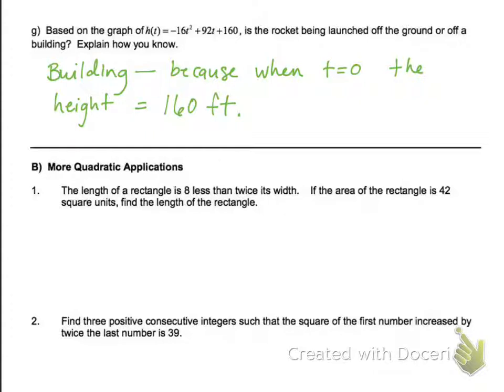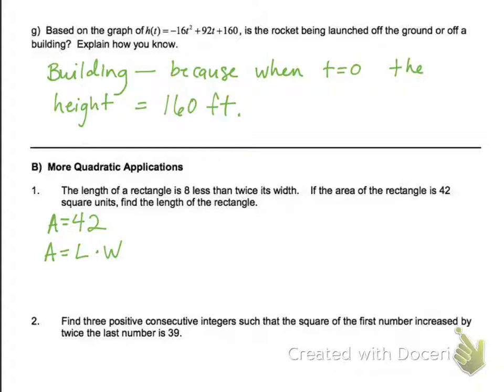Number 1, the length of a rectangle is 8 less than twice its width. If the area of the rectangle is 42 square units, find the length of the rectangle. So we need to know two things. Right now, we know that the area is 42. And what is the formula for area? Length times width. Now we want to create this equation to only have one variable, either in terms of L or in terms of W.